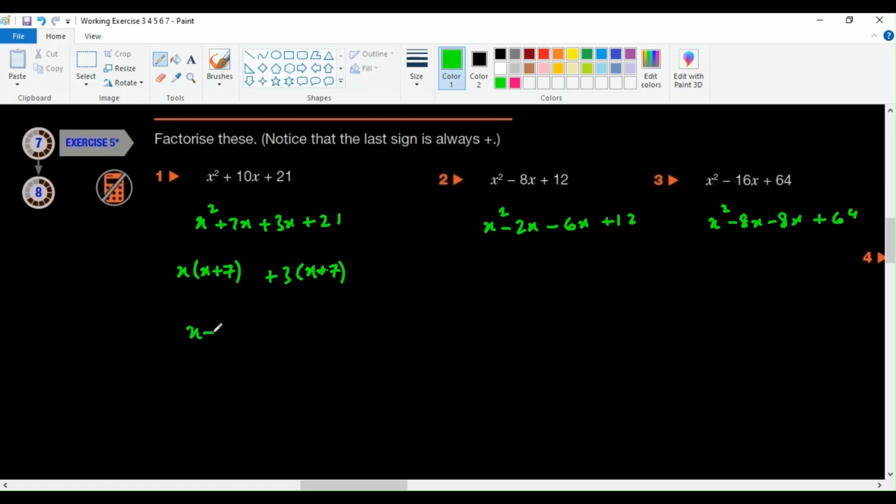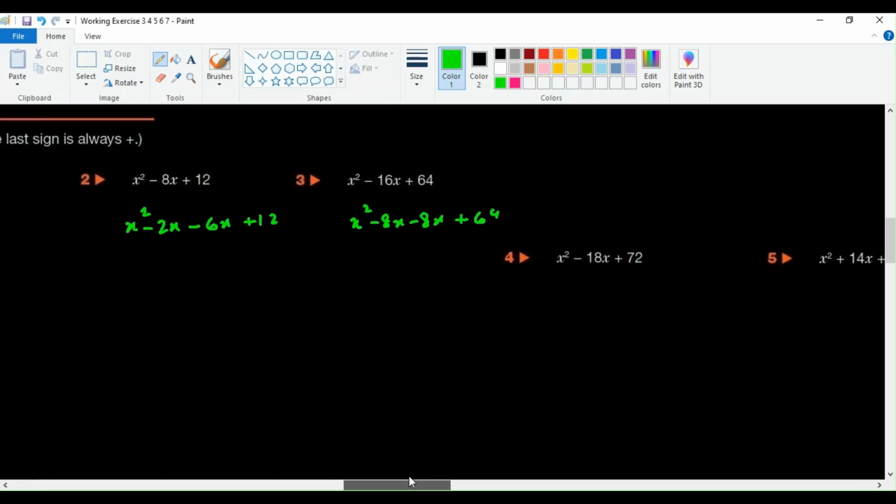So x plus 3 and x plus 7 are two factors of this question. Moving on to the next, this is giving us x minus 2 in one bracket. So x minus 2 is going to be copied two times, and minus 6 will come here. So x minus 6 is the first factor, and x minus 2 is another factor for this expression.